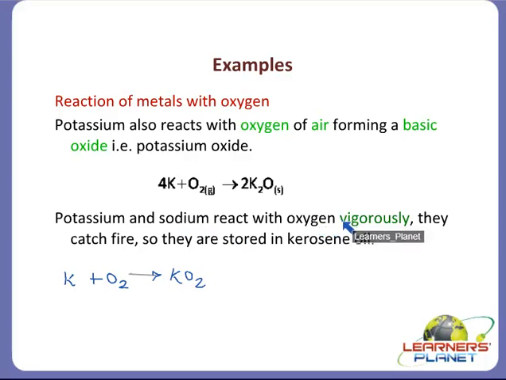Okay. Now there is next point, that is potassium and sodium react with oxygen vigorously. Vigorously means with a violence. They evolve large amount of heat. So they catch fire. When they are catching fire, where should they be stored? If I am keeping them in a simple bottle, and if they are exposed to air, what will happen? They will react with air vigorously and evolve a large amount of heat. So where are sodium and potassium stored? They are stored in kerosene oil.